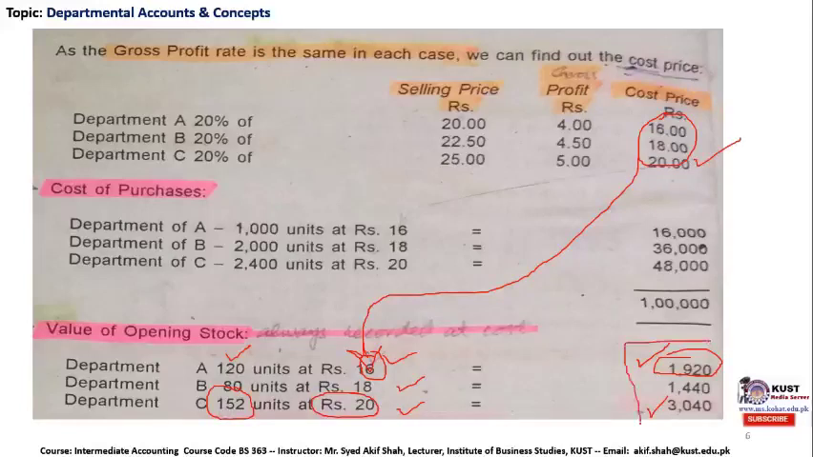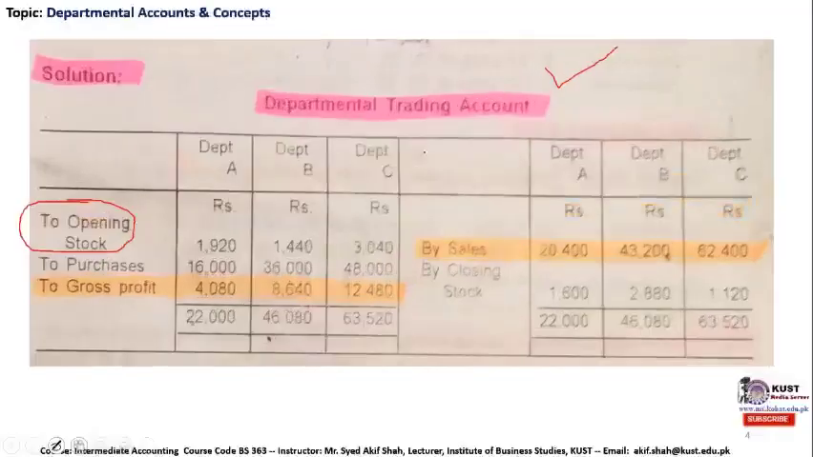We have calculated these values and simply plugged them into the trading account of the business house question. Let's see. So here we can see that we have plugged in the relevant values for Department A, Department B, and Department C. Now let's discuss the next calculation.